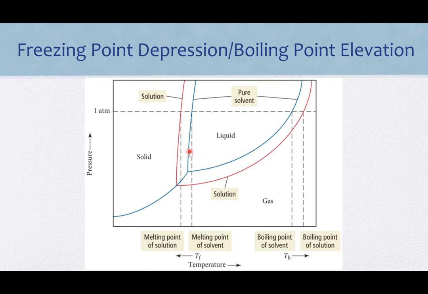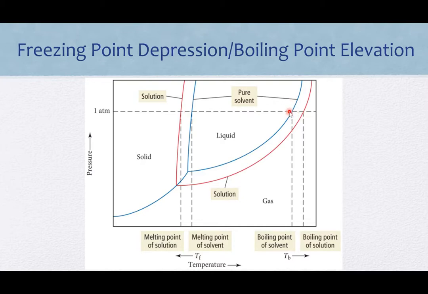And what we see is when we add a solute, we move out to the red line, right? So if we add a solute to that solution, now we see that the freezing point or melting point, whichever you want to think about it, the freezing point was right here. Now the new freezing point at 1 atm is at a lower temperature. So that's freezing point depression. We've got to get to a lower temperature before that solution freezes.